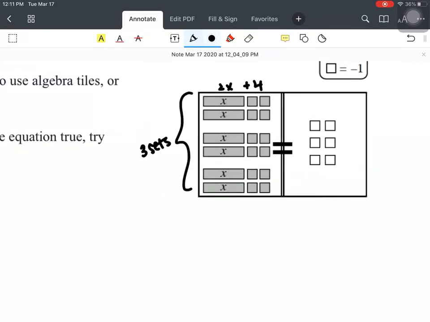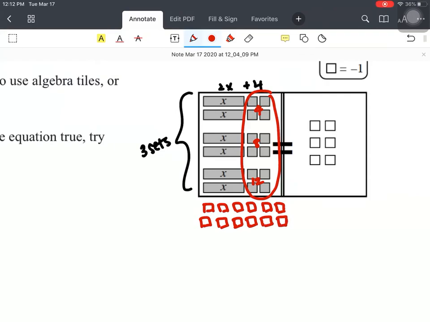What we can do is bring all of our unit tiles to one side and all of our x's on the other side. Since I have right here 4, 8, 12 positives, to make a 0 pair, I'll draw it. 1, 2, 3, 4, 5, 6, 7, 8, 9, 10, 11, 12. Whatever I do to one side, I have to do to the other side, so I added 12 negatives to both sides. Can I do that? Yes, I can do whatever I want to both sides to keep it balanced.